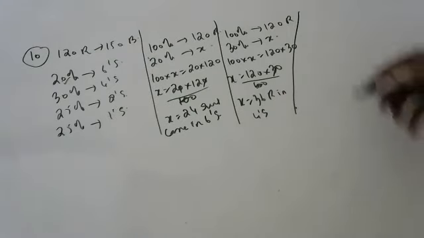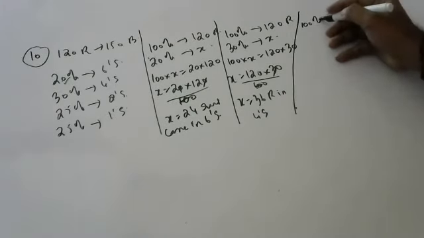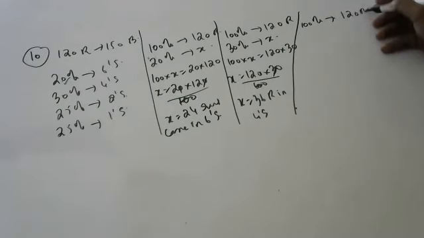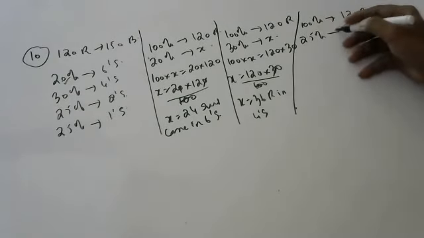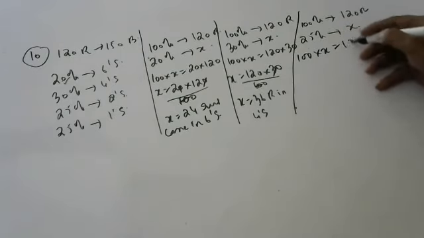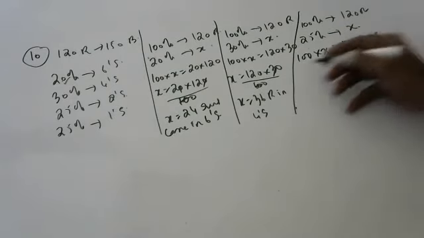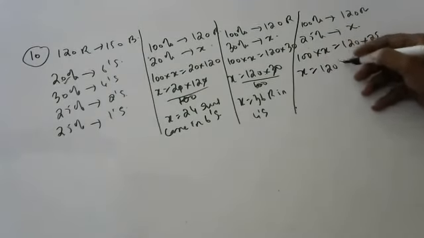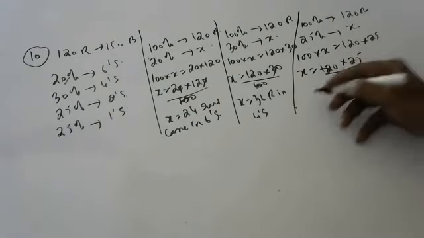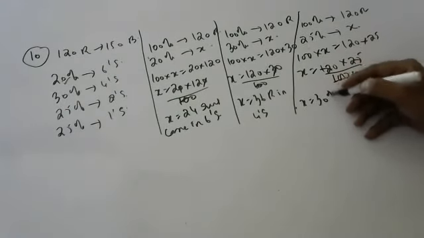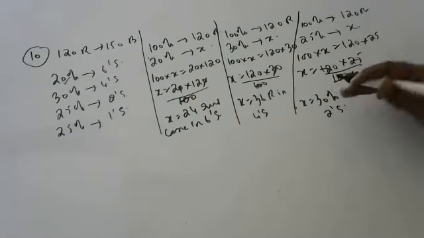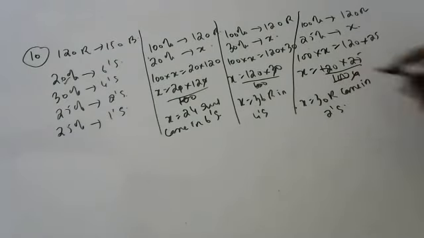100% is 120, 25% is equal to x. 25% is how many runs? 100 into x is equal to 120 into 25. X is equal to 120 into 25 by 100. How much is that? 30 runs came in the form of twos.